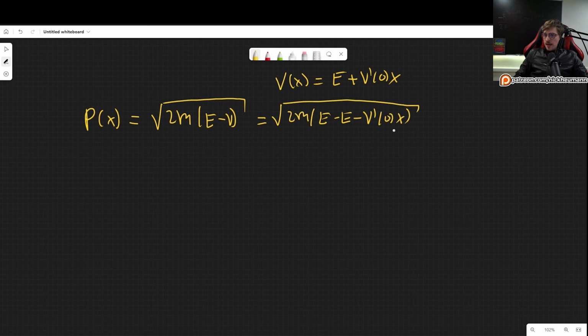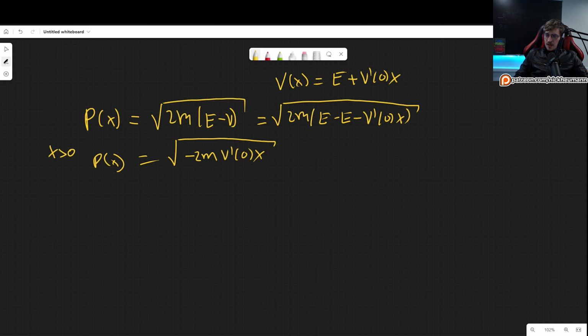Okay, so let's see, the e's cancel out. We get square root of minus 2m, and then we have v prime of 0 x. Okay, so now let's begin taking a look at our various regions. So if we are in the case where x is positive, then we have minus and a negative number, right? So let's say that we are indeed in the case where x is positive, which is a classical region.